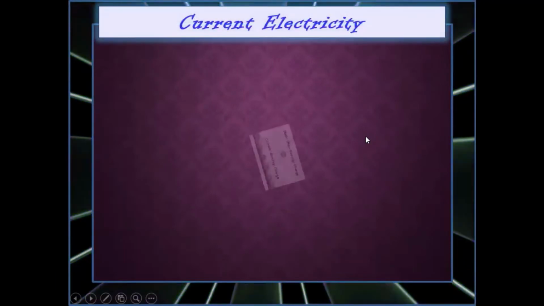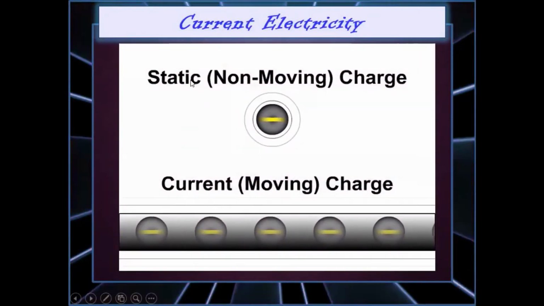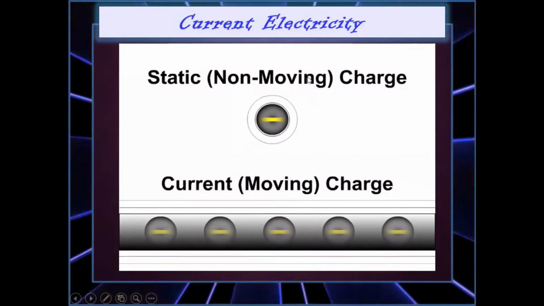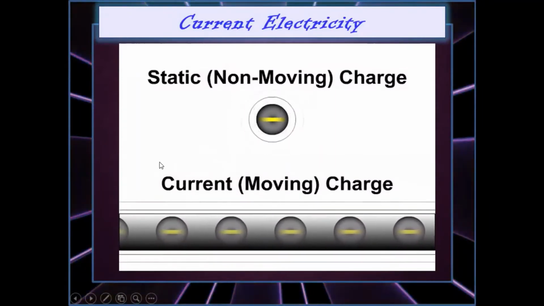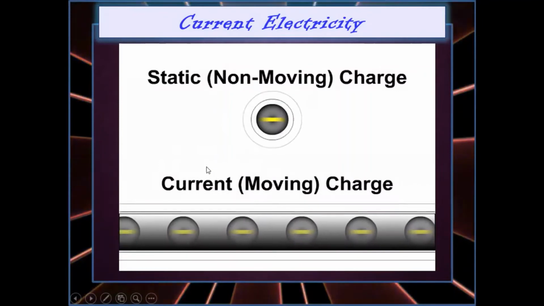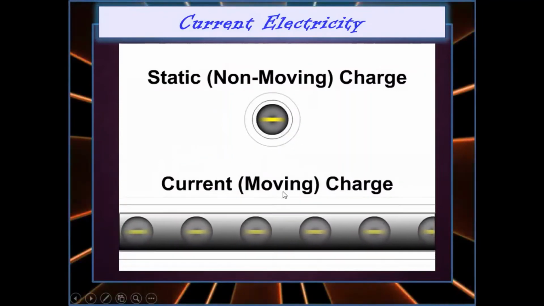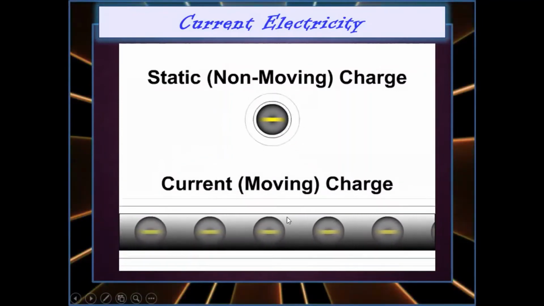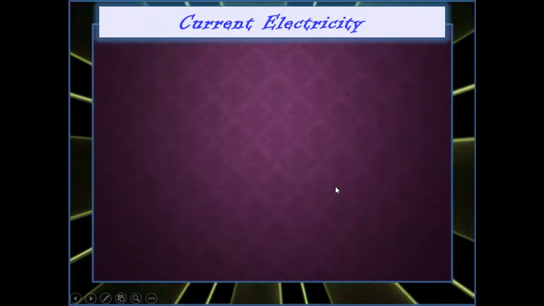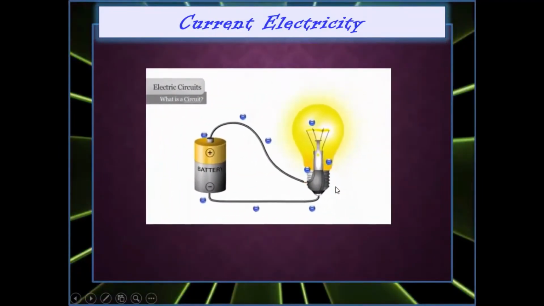Current electricity. Students, we already discussed the static charges, that is, non-moving charges. Now we come to the current charges, those charges that can move, that is called moving charges. Current charges means moving charges. How do they move? Yes, we can see this electric circuit.